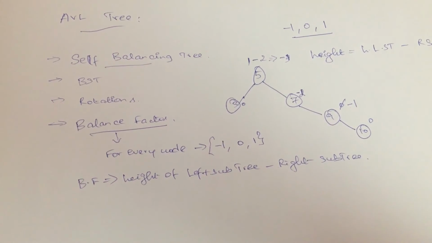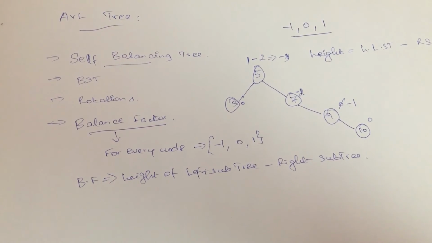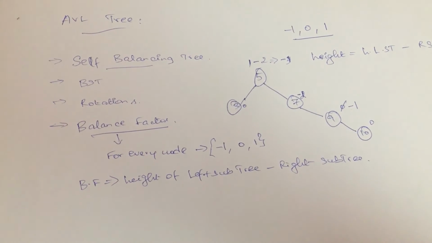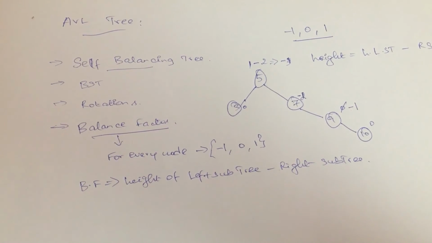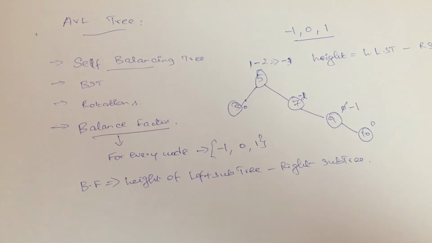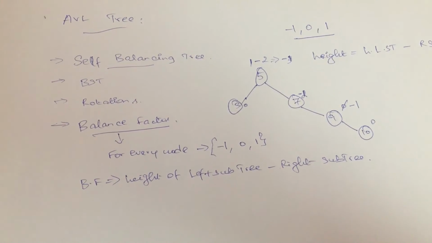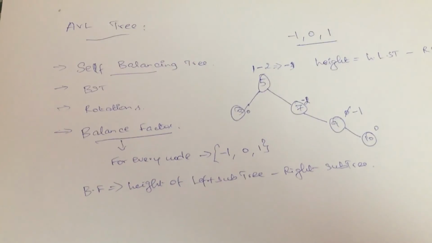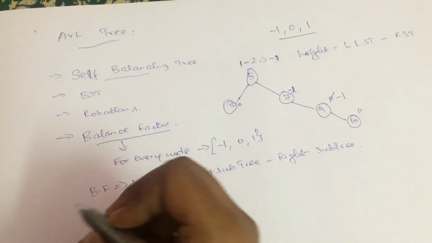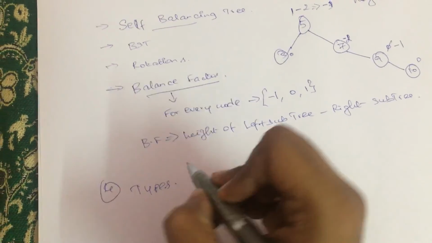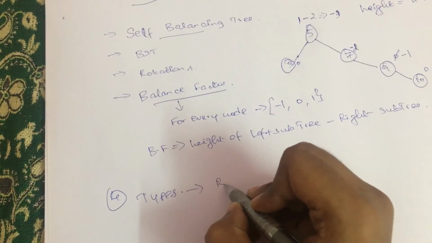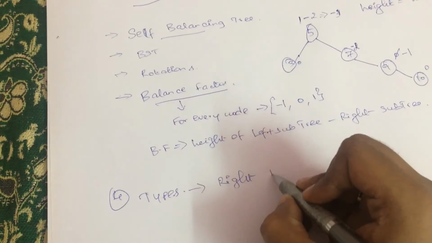Before that, we need to calculate the balance factor for every node, and the values which a balance factor can take can be either minus 1, 0, or 1. Other than that, if I have any values other than these three, we have to go with a rotation process. So we have 4 types of rotation. The first rotation is the right side.